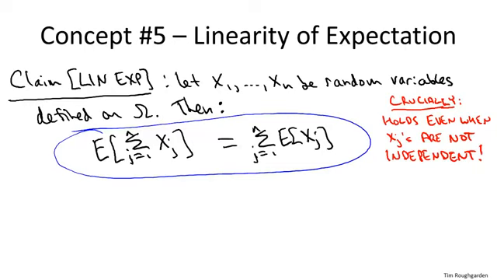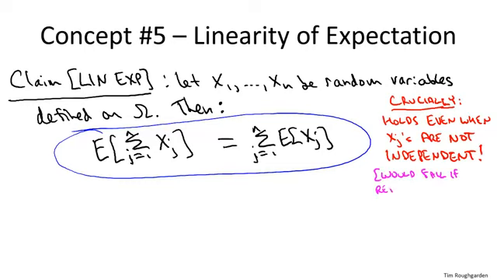But it may be hard to appreciate why this is not a tautology. Just symbolically, it may look like it has to be true. But to point out that there is content here, if I replace the sums by products, then this equation would in general be false if the random variables are not independent. So the same thing is not true about products.